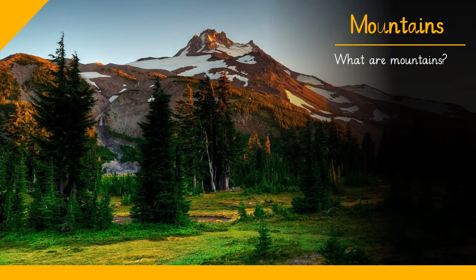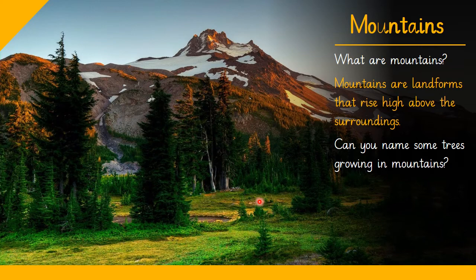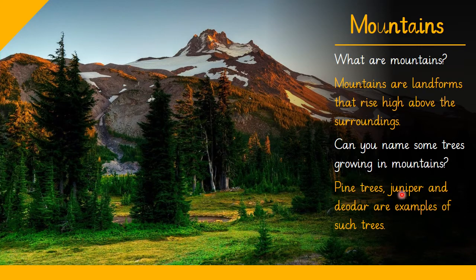The next habitat that we are going to study is mountains. What are mountains? Mountains are landforms that rise high above the surroundings. As you can see, this mountain has risen high as compared to the ground here. Can you name some trees that grow in the mountains? Pine trees, juniper, and deodar are examples of such trees. These are the sort of trees that grow in the mountains.